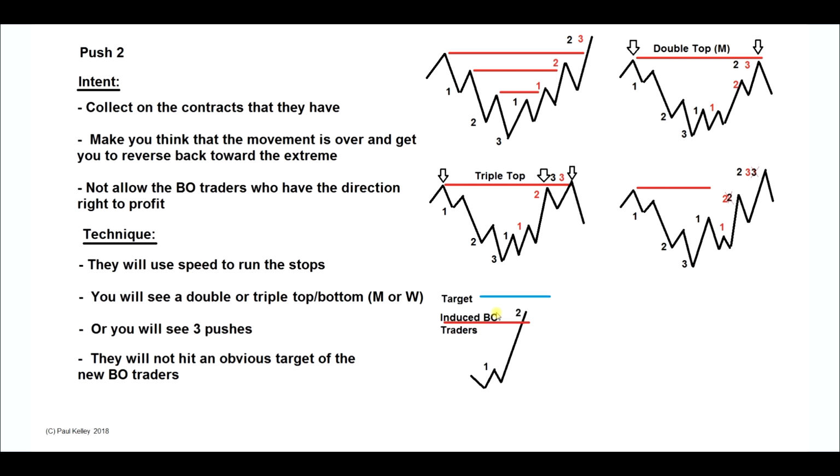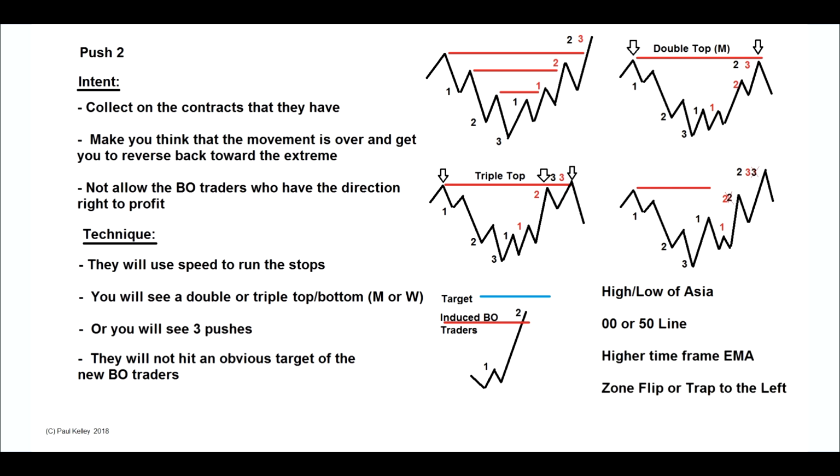Okay, so they've induced breakout traders. They got a target up here. They're not going to hit it. The target could be the high or low of Asia. It could be the 00 or 50 line. It could be a higher time EMA. I mean, a zone flip, a trap to the left.